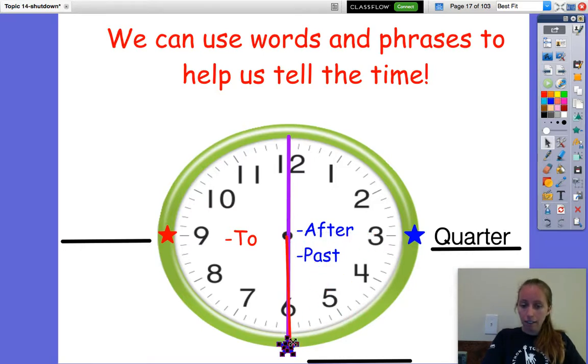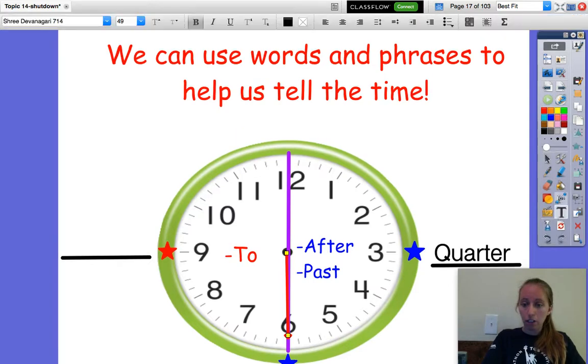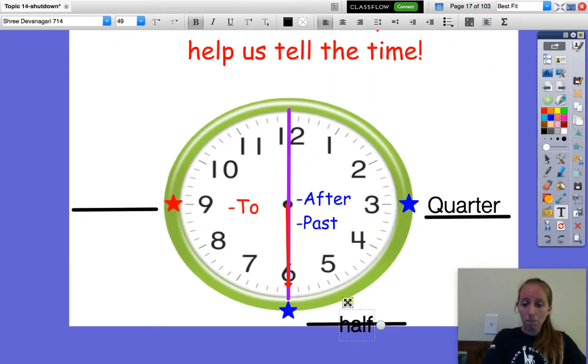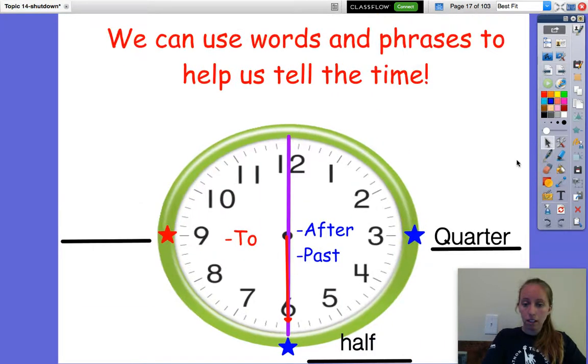When the minute hand is on the 6, we don't say a quarter anymore because it's not 1/4, it's actually 2 quarters. But if we know equivalent fractions, it's also gone 1/2 of the way around, right? So it's not a quarter after 3 or a quarter after 4. It's 2 quarters or a half. So it's half past, okay? It's half past.